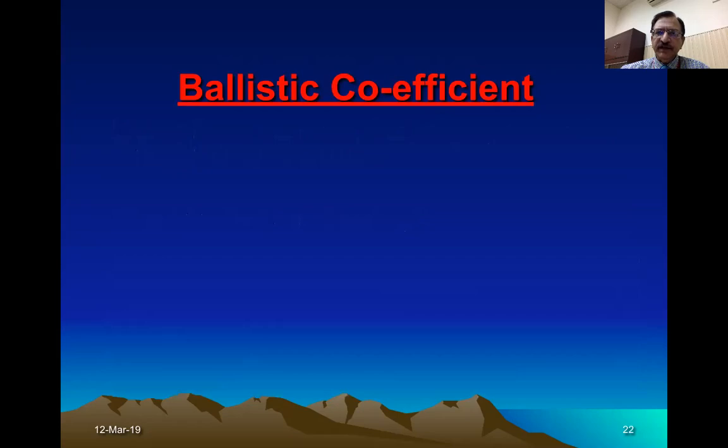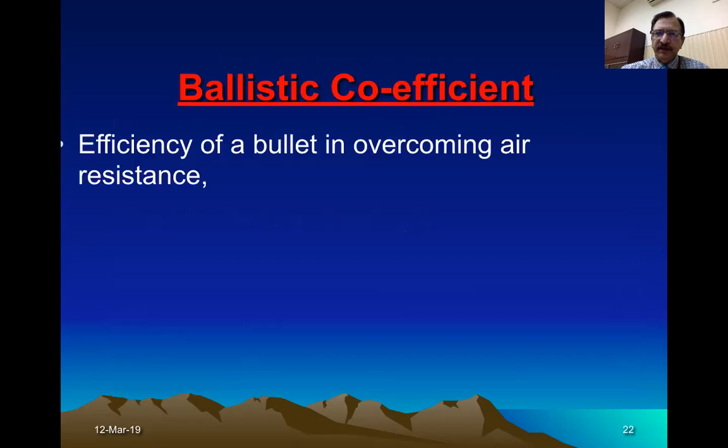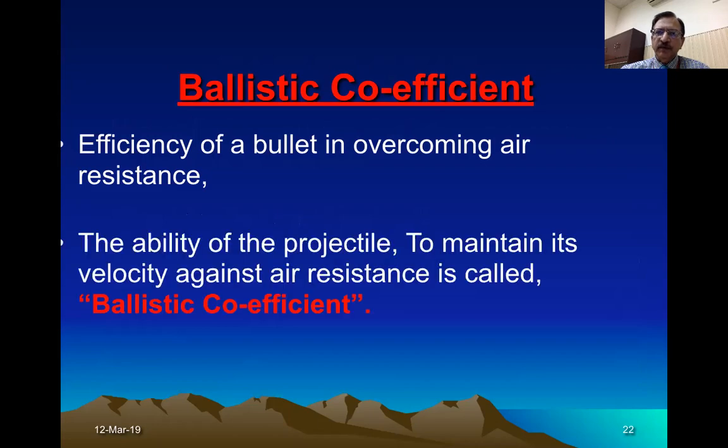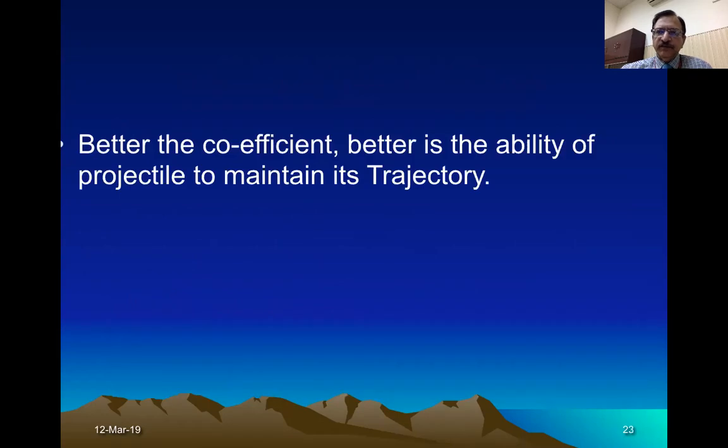Another concept is the ballistic coefficient, which determines how efficient a bullet is, how it overcomes the air resistance. The previous discussion was about overcoming gravity, and this is about overcoming the air resistance. How can we overcome this air resistance? This is by various techniques.